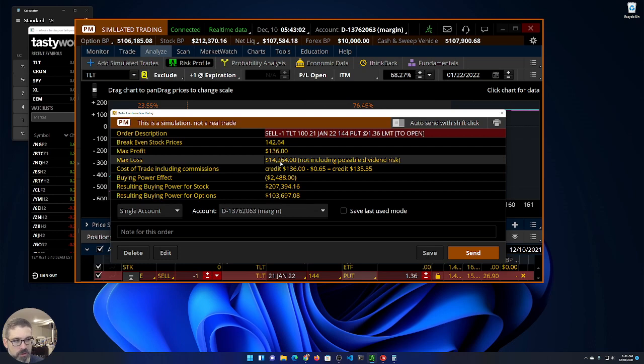It shows you that if you're trading in an IRA, it's going to require that you hold $14,200, let's call it $300, in your account. It's going to be tied up for this type of trade.